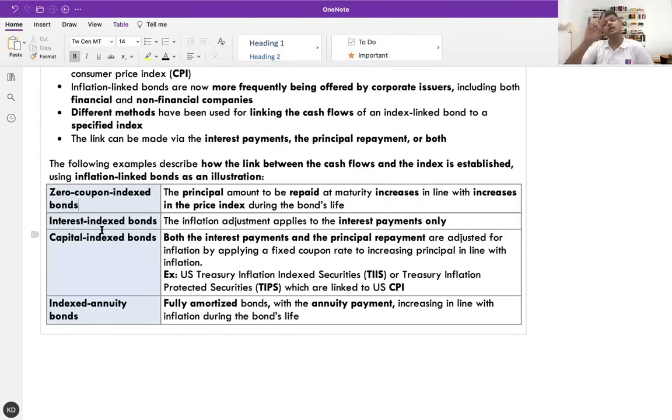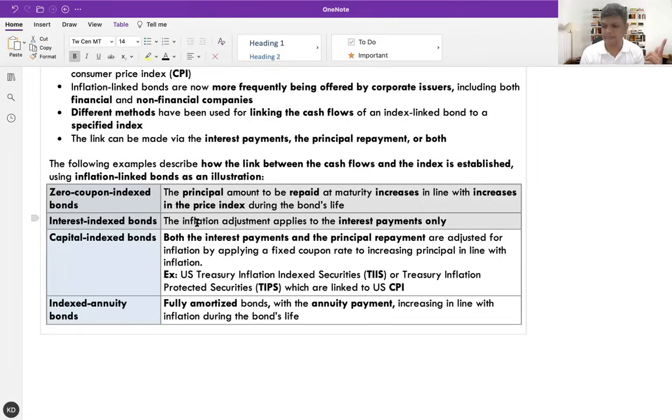Only your principal value will be changed with inflation. They will move with inflation. In an interest index bond, only your interest will change with inflation, not principal. That's the opposite of it. Are you getting it? The difference between the two? In a zero coupon index bond, what will change with inflation and what not? Principal will change, not the coupon. Opposite to that, in interest index bonds, the coupon will change with inflation, but not the principal.